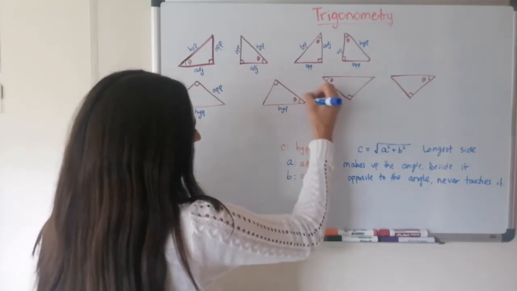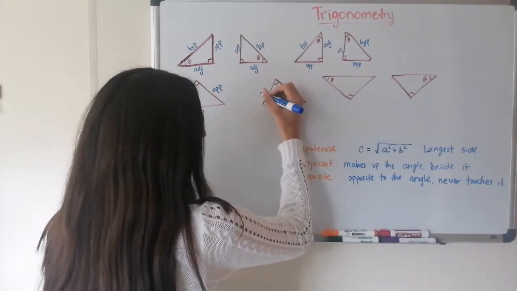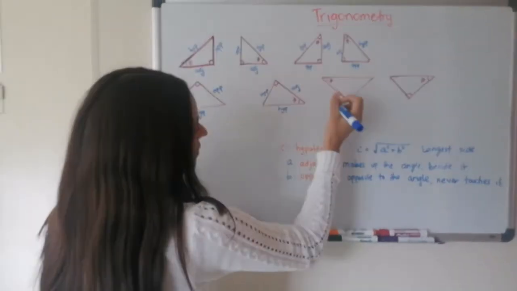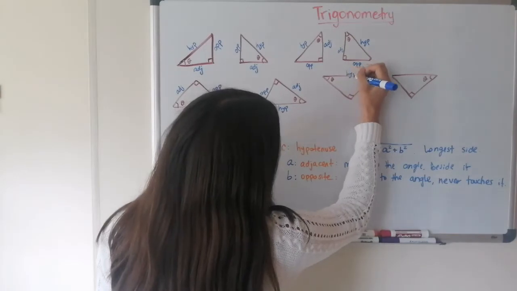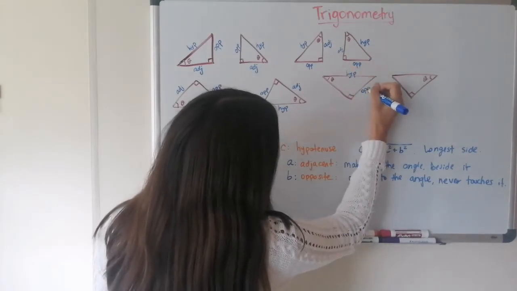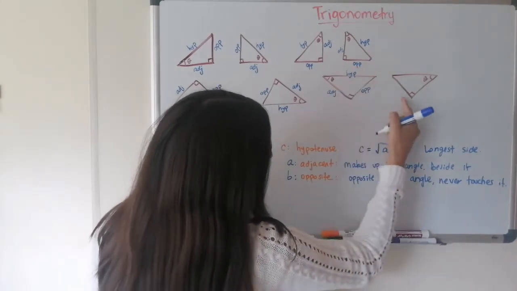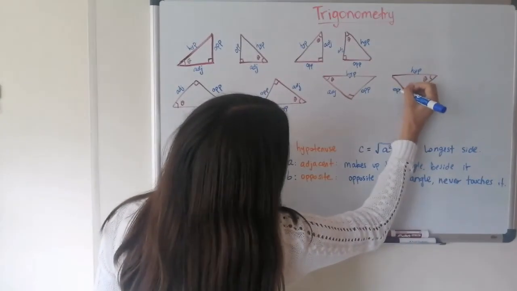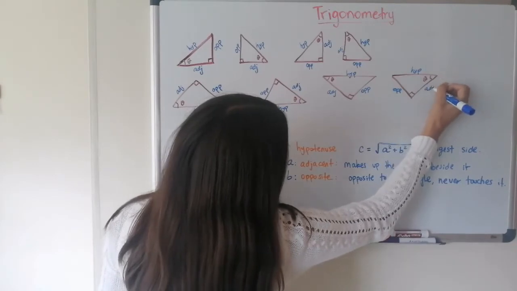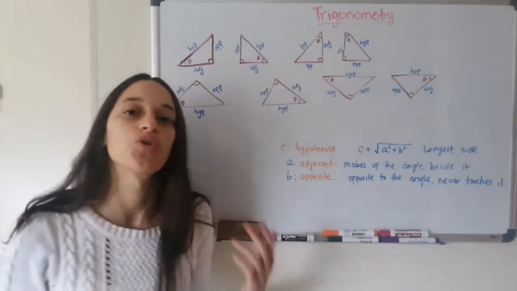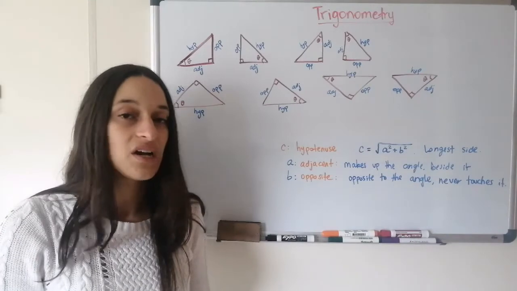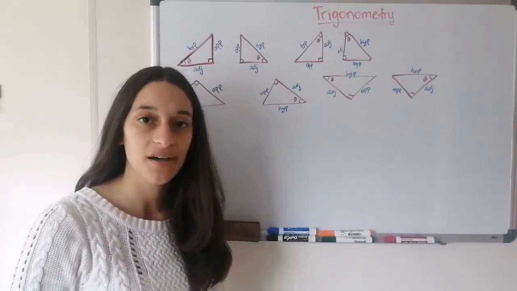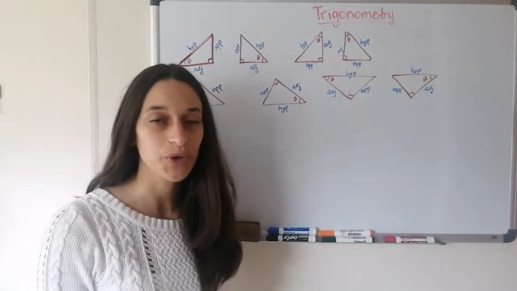We have the opposite to the angle is here on the left, and the one that makes up the angle is the adjacent. Here again, this would be the hypotenuse, this would be the opposite, this would be the adjacent, and here we have the hypotenuse, the opposite to the angle, and the adjacent to the angle. So you just need to make sure you know where the right angle is and where the other angle is to label the sides.